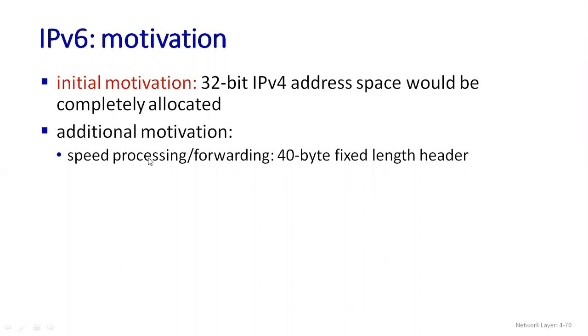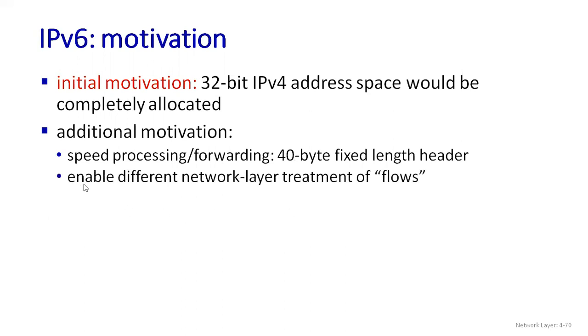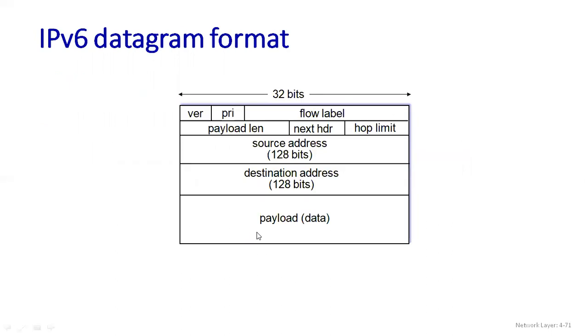Remember, this IPv6 will be a 6 or 8 marks question in your exam, and at that time you have to write the IPv6 format. The header length has to be fixed at 40 bytes of data. The next one is that it enables a different network layer treatment of flows. Whenever there is a flow of messages, it has to enable the network layer.